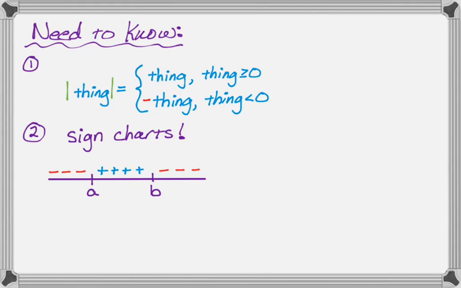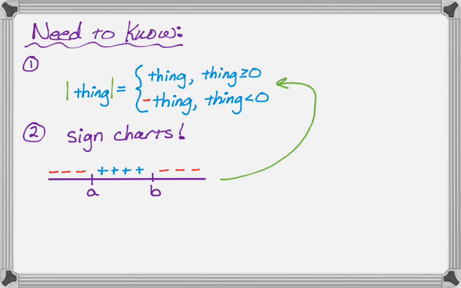Because if we have a bunch of stacked sign charts, and we're going to do an example where that happens, we want to be able to see on each distinct interval where different things are positive and negative. So I don't do that just for fun, I do it because it's really going to help us out. And then we use these sign charts to figure out when the thing is positive or negative so that we know how to break it up into the piecewise function.